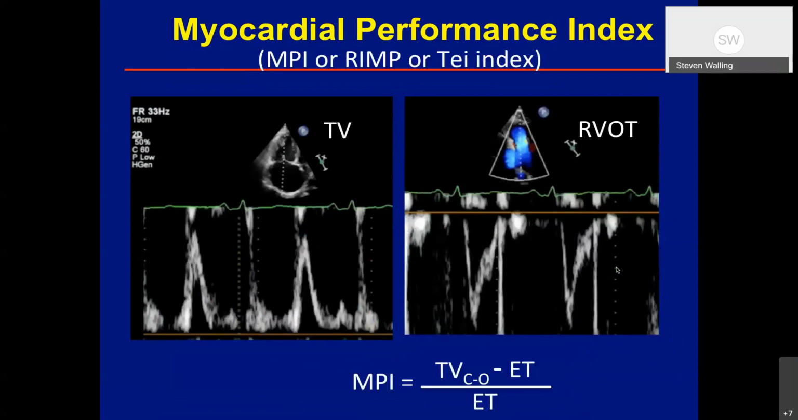Now let's move towards the myocardial performance index. We don't use it almost at all, but we need to know the mechanism behind it. Actually pretty cool. It's called the myocardial performance index, or RV index of myocardial performance, or Tei index. These are all three different names, but the same thing. So the bottom line is look at the formula. That is tricuspid valve closure to opening minus the ejection time, divided by ejection time.